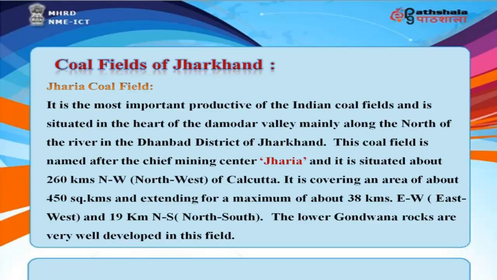Jharia coal field. It is the most important productive of the Indian coal fields and is situated in the heart of the Damodar Valley, mainly along the north of the river in the Dhanbad district of Jharkhand. This coal field is named after the chief mining center Jharia, and it is situated about 260 kilometers northwest of Kolkata. It is covering an area of about 450 square kilometers and extending for a maximum of about 38 kilometers east-west and 19 kilometers north-south.